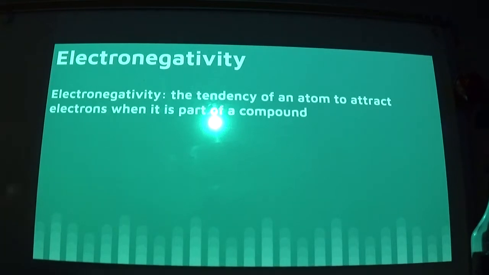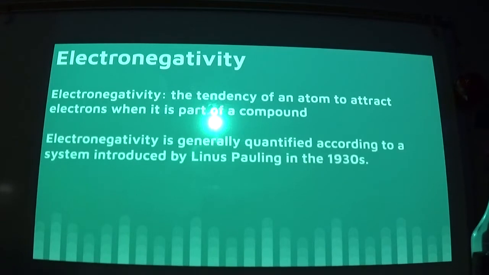Okay, so some elements will attract electrons very strongly. Okay, it has to do with the number of protons and how many energy levels are in the cloud, all these different factors. And then other atoms don't attract electrons as strongly when they're in a chemical bond. Okay, and so this spectrum of electronegativity is going to determine what type of chemical bond we're dealing with. Okay, and we're going to use a system that was developed back in the 30s, and this is what chemists still use today. Okay, so there we go.